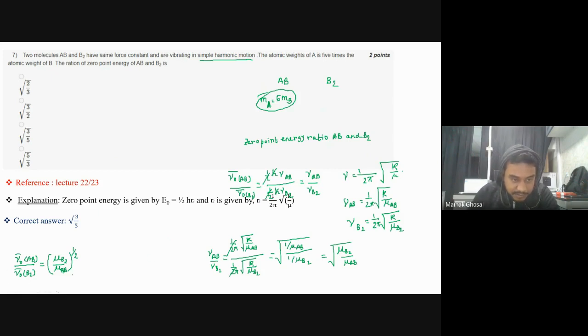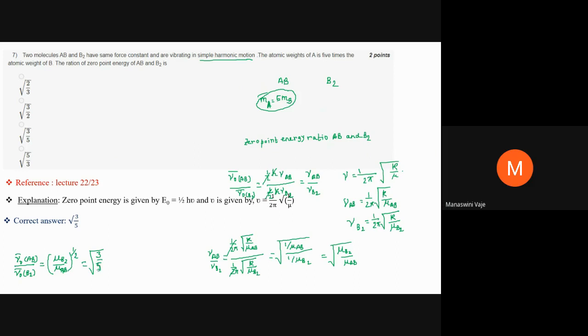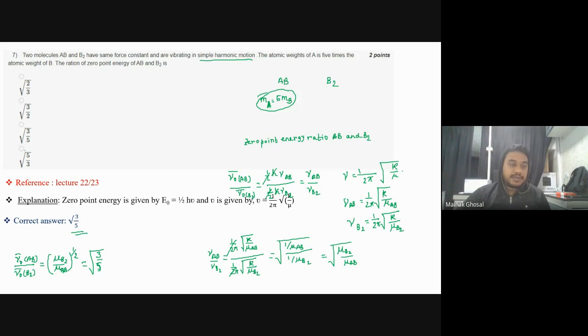You understand how I have calculated this? Yes, it is easy. Okay, so your correct answer will be root over 3 by 5.